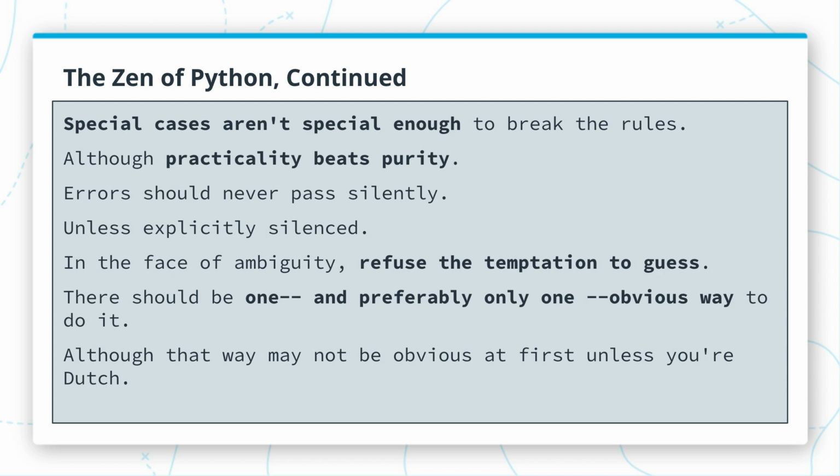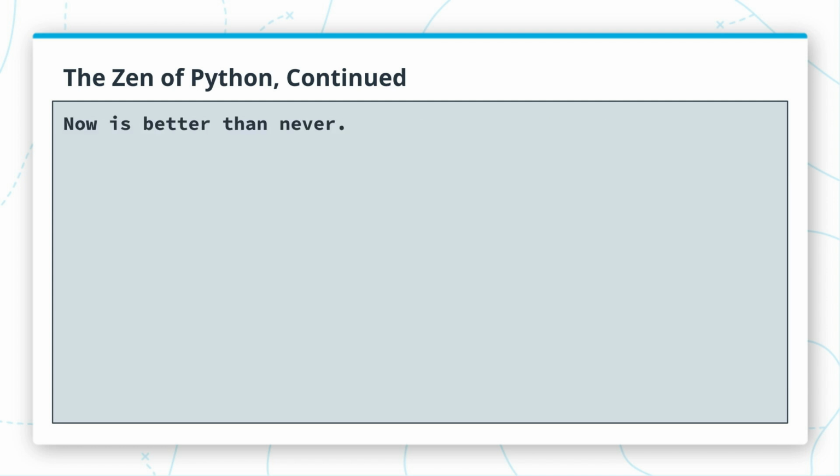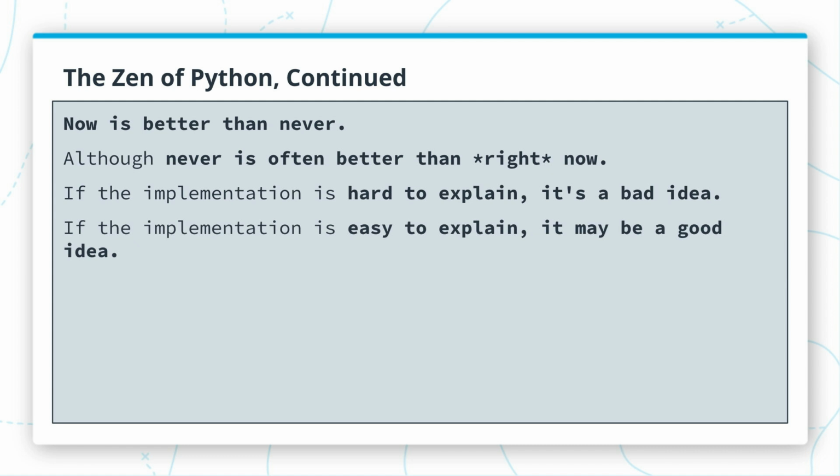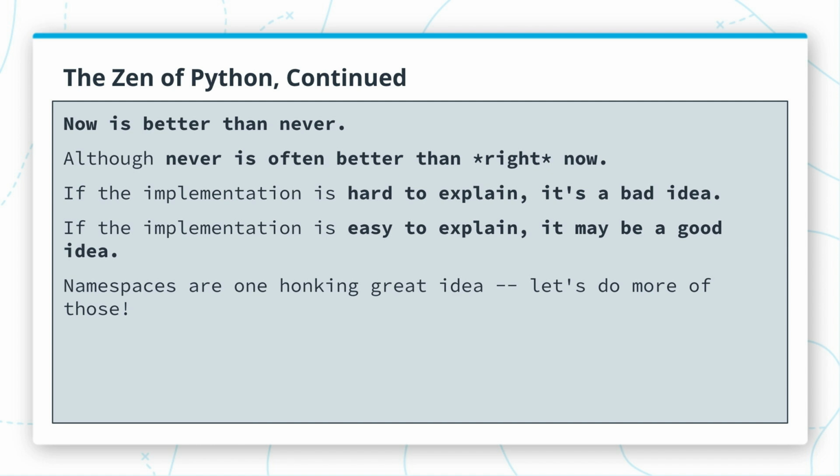And the Zen of Python finishes. "Now is better than never, although never is often better than right now. If the implementation is hard to explain, it's a bad idea. If the implementation is easy to explain, it may be a good idea. And lastly, namespaces are one honkin' great idea. They're so great. Let's do more of those."